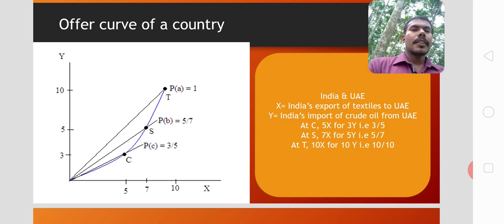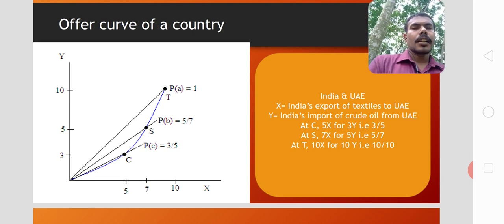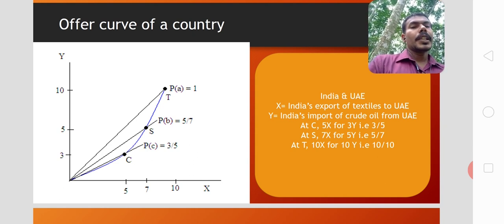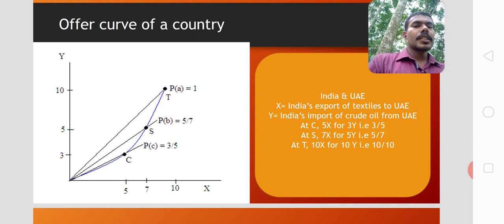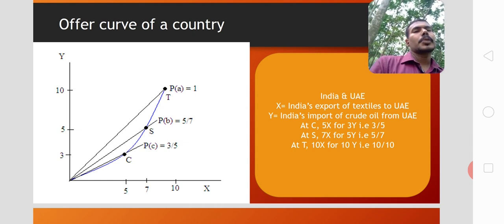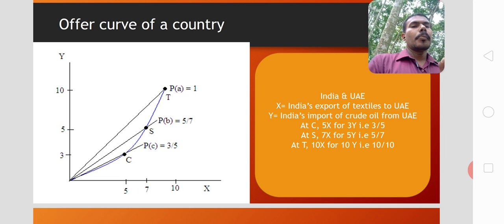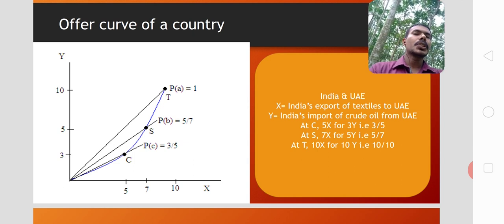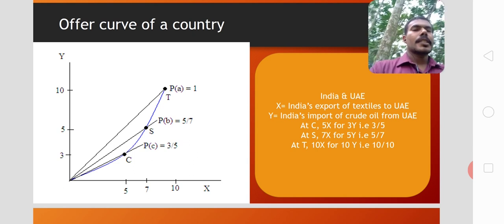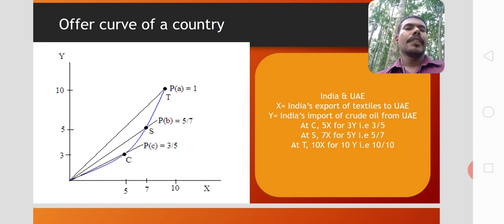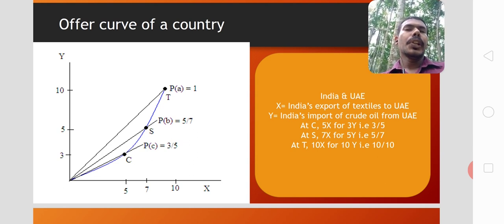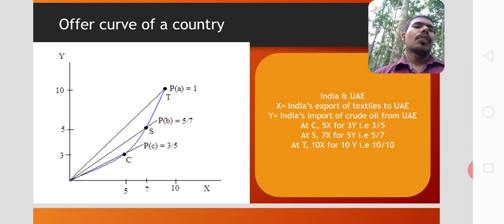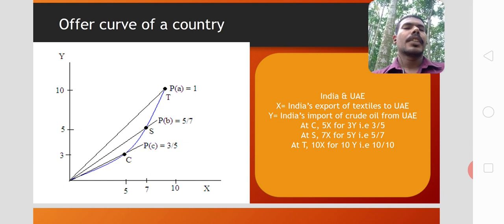At point C, you can see the ratio is 3 by 5. 3 by 5 means 0.6. That means India's terms of trade is 0.6. It is well below the base level of 100. That means India is not gaining from trade. India is losing from trade at that point, as we receive only 3 units of crude oil in return for 5 units of a textile commodity.